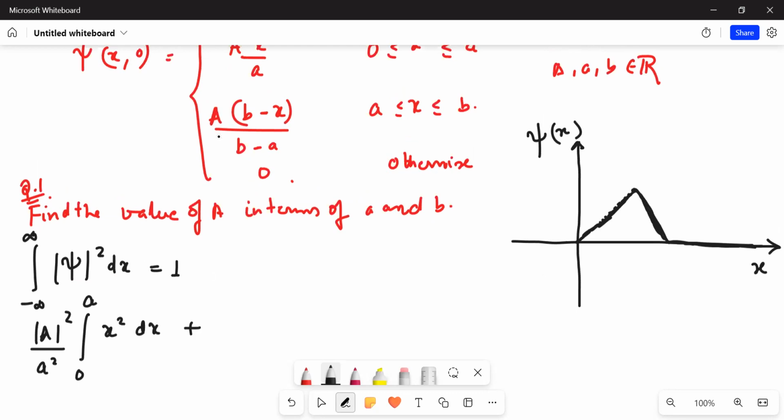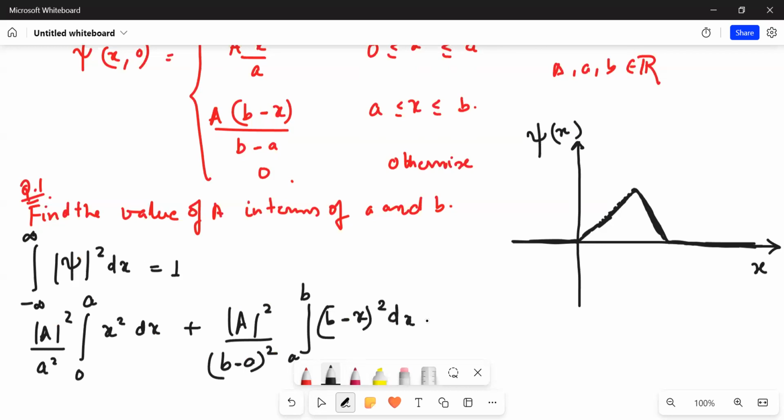Plus, again, this a would become a mod whole square divided by b minus a whole square, and then you will have integration from a to b. See, from minus infinity to 0, your wave function is 0. From b to infinity, again it is 0. But here your wave function is there. So here you will have b minus x whole square dx. This entire thing is equal to what? 1.